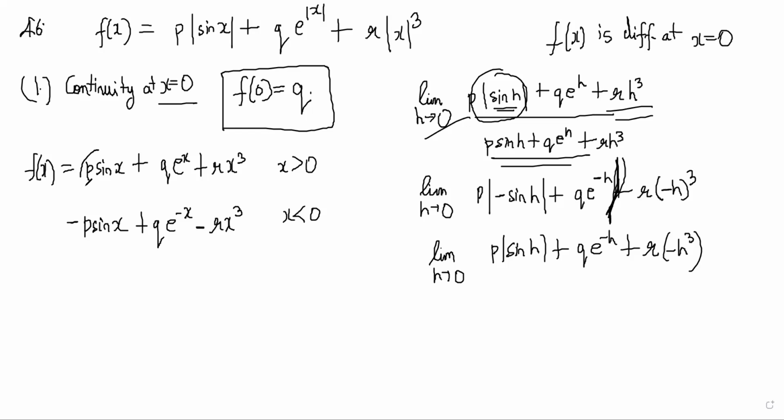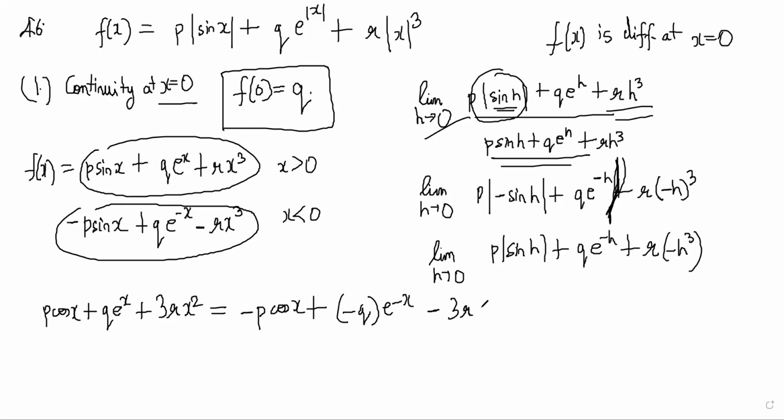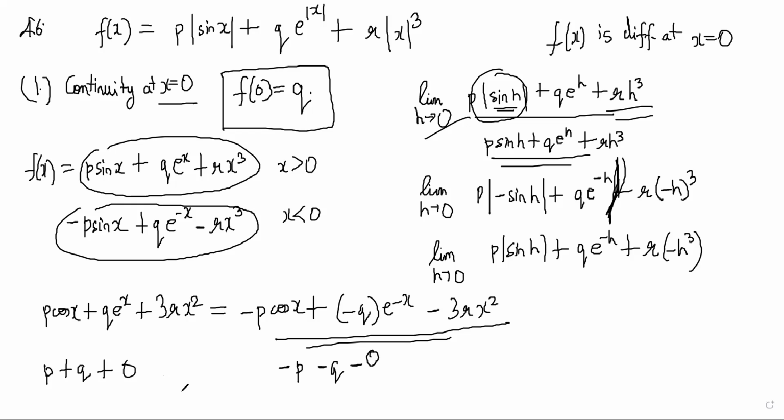Now derivative from this side and this side both should match at 0. So you should get p cos x plus q e power x plus 3r x square should be equal to minus p cos x plus q into minus 1, so minus q e power minus x, minus 3r x square. Near x tends to 0, this derivative becomes p plus q plus 0, and the other becomes minus p minus q minus 0. So you should have p plus q is equal to minus of p minus q.